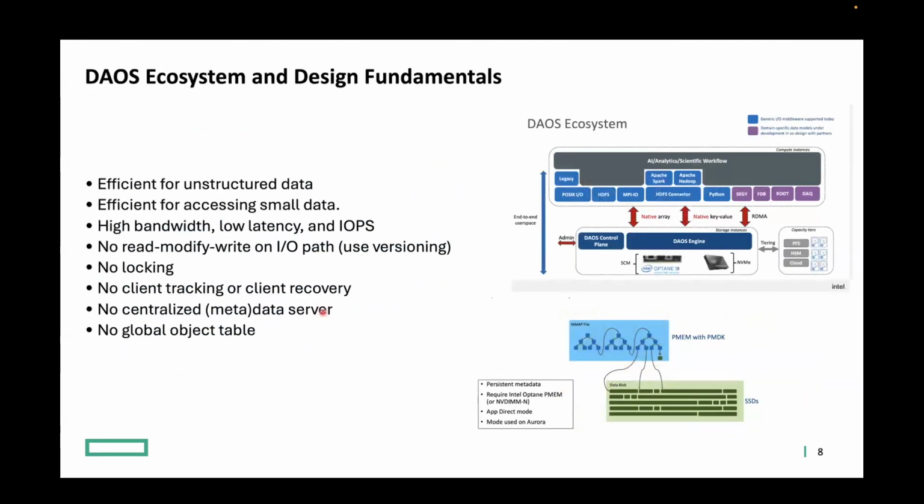So yeah, the DAOS ecosystem. Currently, the DAOS cluster on Aurora has persistent memory and SSDs. Maybe in other locations, even if they don't have persistent memory, we can still use DAOS with SSD and DRAM. So it's efficient for unstructured data, for accessing small data. It delivers high bandwidth and low latency. There is no locking, no client tracking, no centralized data servers, and no global object table.